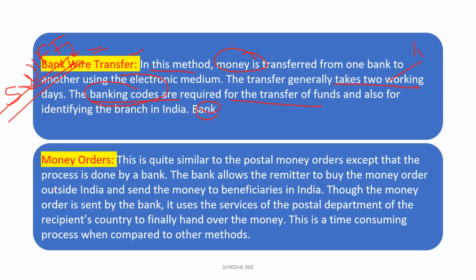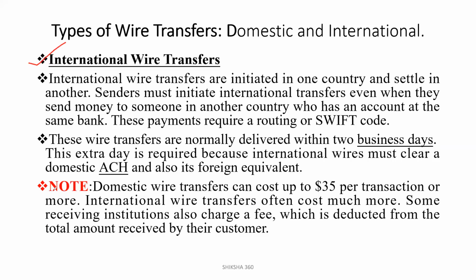Before moving towards the money order, I will discuss the types of wire transfer, that is, domestic wire transfer and international wire transfer. Domestic wire transfer takes place on the same day. International, as we have already discussed, takes place within 2 business days or 2 working days. Now let us discuss a little more regarding the international wire transfer for understanding the concept.